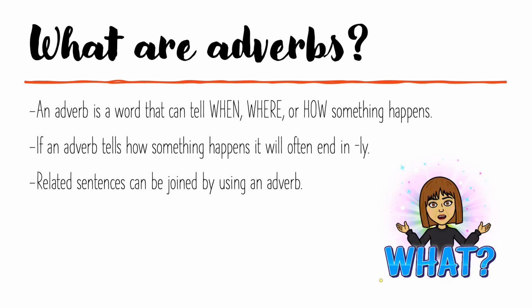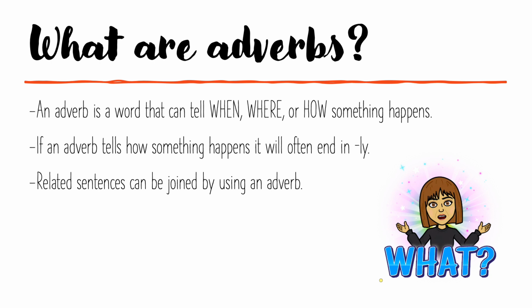You may be wondering, what are adverbs? What is Miss Parr talking about? Well, an adverb is a word that can tell when, where, or how something happens. If an adverb tells how something happens, it will often end in ly. In addition, related sentences can be joined by using an adverb.